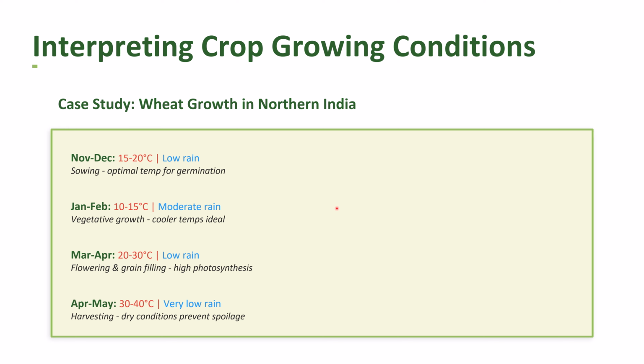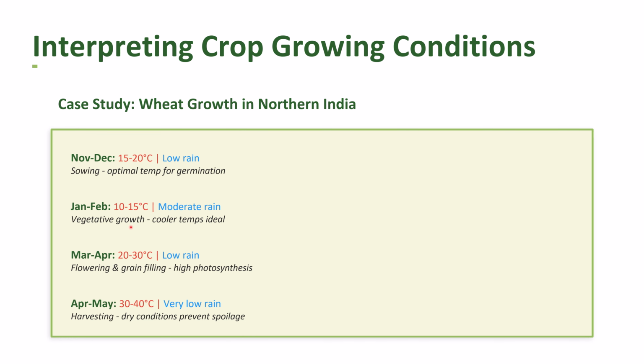Notice how the timing of the crop is perfectly matched to the changing weather. November to December: lowland, with temperature at 15 to 20 degrees centigrade and low rain. These are the optimal conditions for seeds to germinate and start their life.